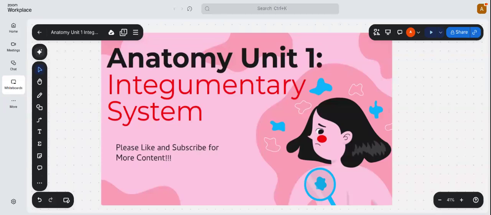In today's video, we are going to be looking into the integumentary system, which is basically just your skin, hair, nails. We're mostly going to be looking at the skin and the three main sections, so the epidermis, dermis, and hypodermis, and all of the different structures that are within those layers.